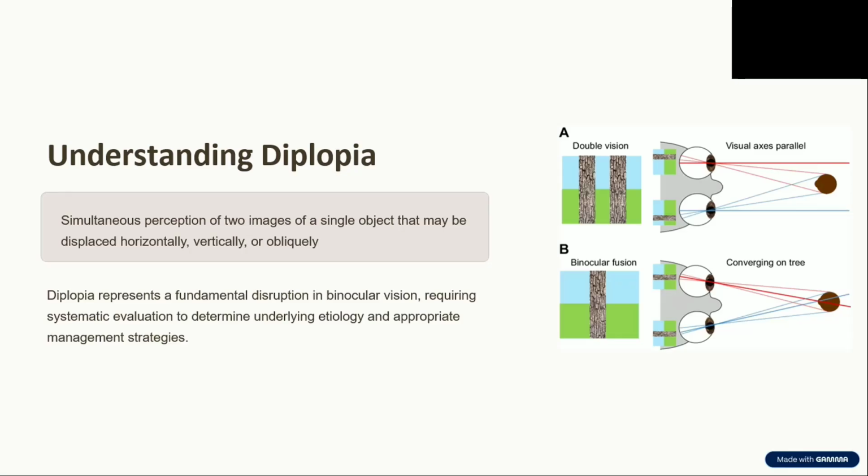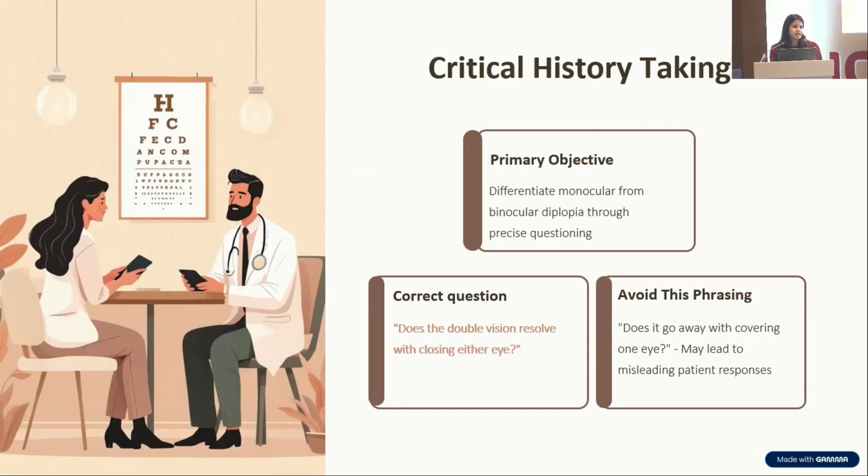Good morning, everyone. Today I'll be presenting on the workup of diplopia. What is diplopia? It is a simultaneous perception of two images of a single object that may be displayed horizontally, vertically, or obliquely. So, what is important in critical history taking?